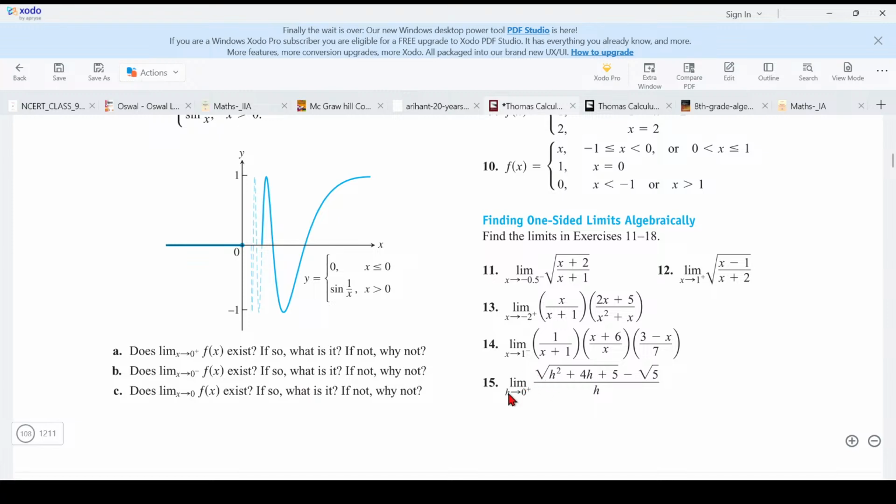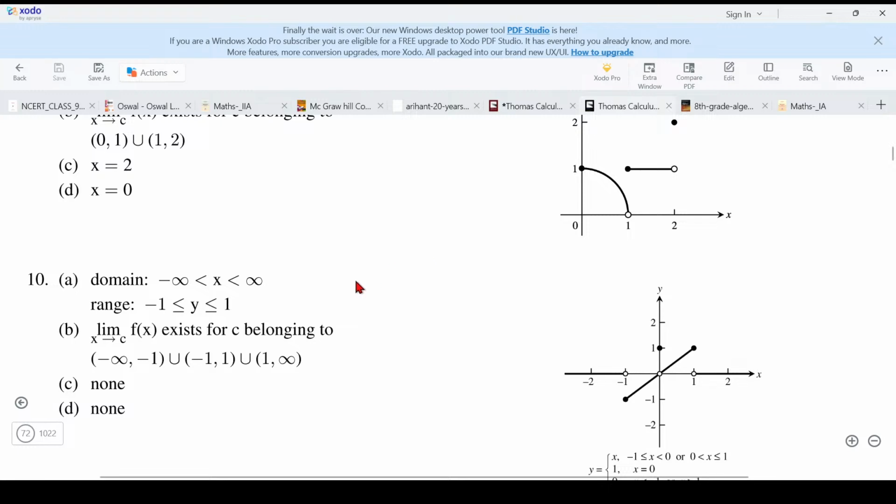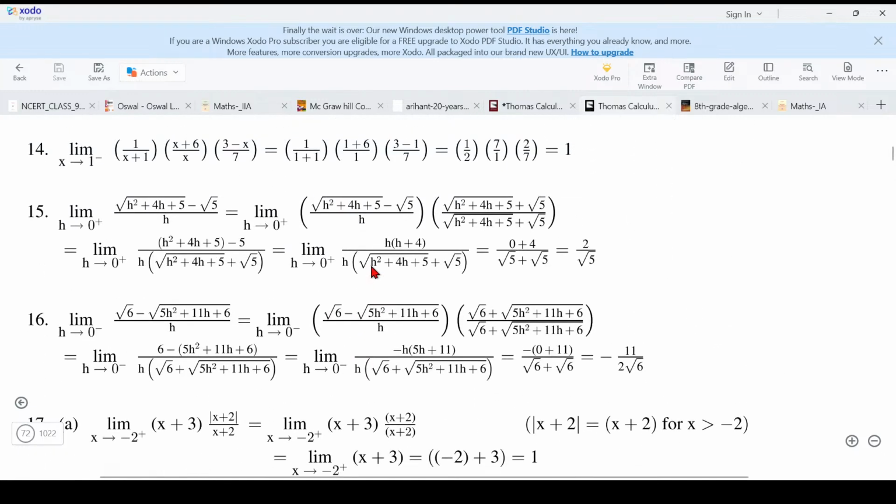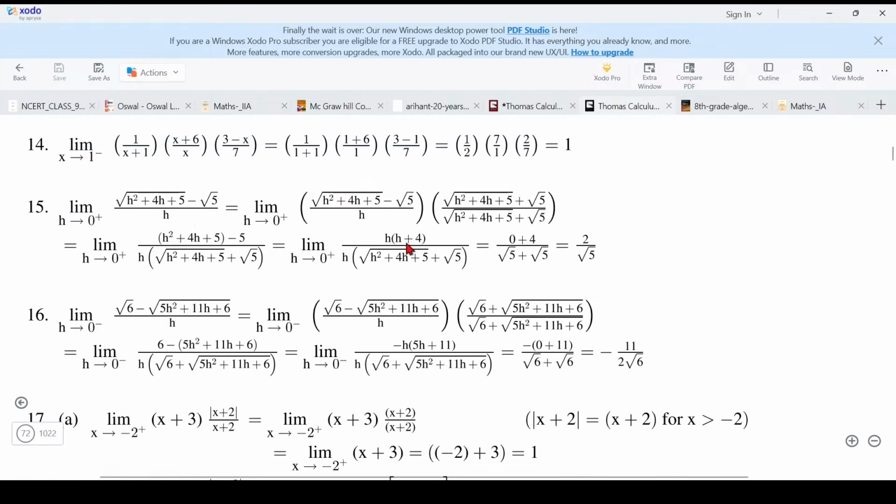0 plus. Can you directly substitute? You cannot. The denominator and numerator both become 0, because the numerator is also root 5 minus root 5 and the denominator is 0. In this case, what will you do? You will rationalize the numerator. These kinds of questions you will have in your board and NCERT also. We rationalize, remove the common factors, and we will get 4 by root 5 plus root 5.